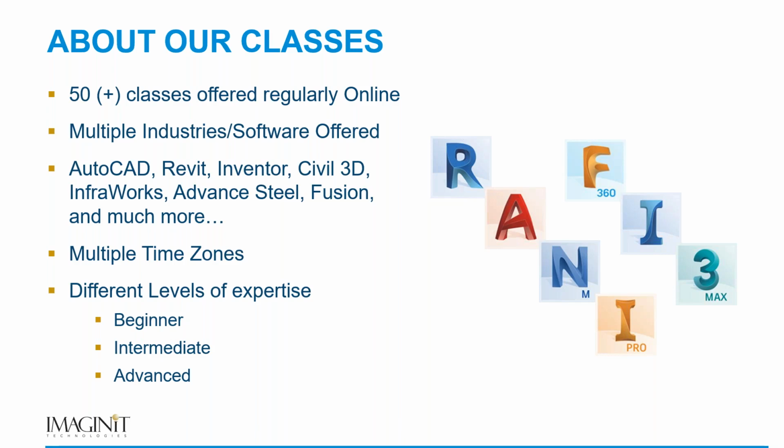Some of the classes that may be less frequent, like your InfoWorks and Advanced Steel, or a specialty class that might be for Revit, Inventor, Civil, you might see that offered once every 2 months or even once a quarter. Those are going to be offered Central Time. That is pretty standard across the board. The classes are 9 to 5, regardless of the time zone. It is 9 to 5 for whatever time zone that particular class is set.